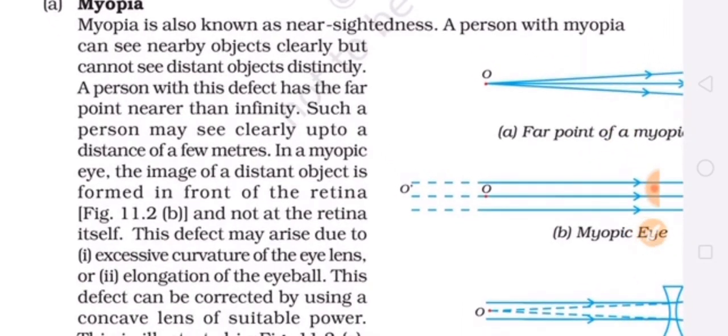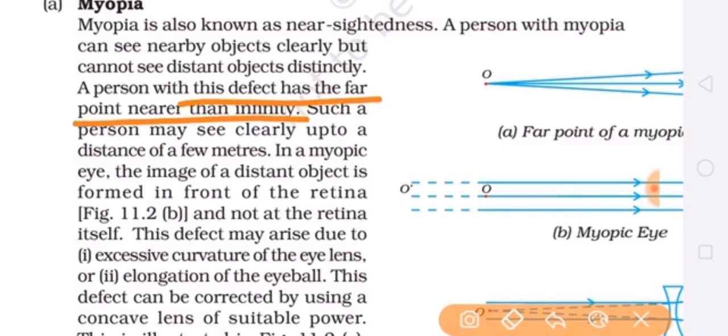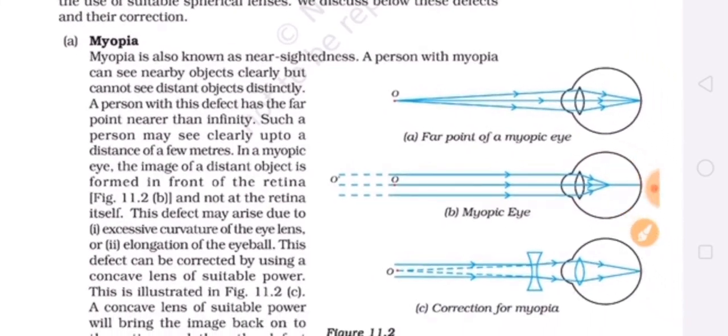Myopia, its other name is nearsightedness, and its definition is: the person with myopia can see nearby objects clearly but cannot see distant objects distinctly. It means the person can see nearby objects, but if the object is far away, the person is not able to see the things clearly. And in this defect, the person has the far point nearer than infinity. In my last lecture, I told you about the far point. Far point means the farthest point, the maximum distance at which a normal eye can see clearly and distinctly. That is called far point.